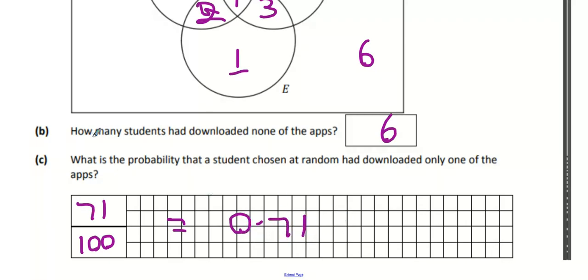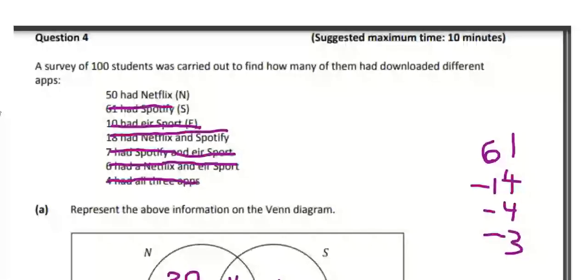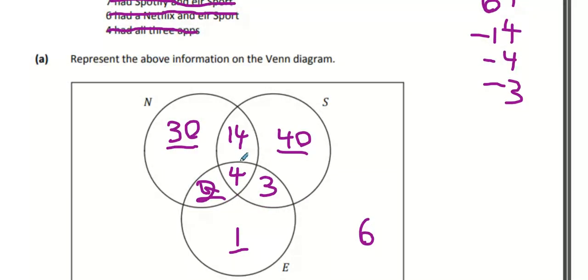Okay. And what's part D? What's the probability that a student chosen at random had downloaded 2 or more? What's 2 or more? 23, is it? 23 out of 100.